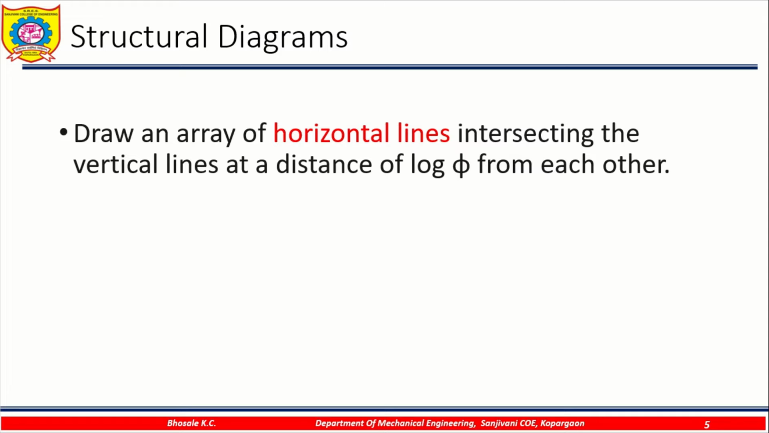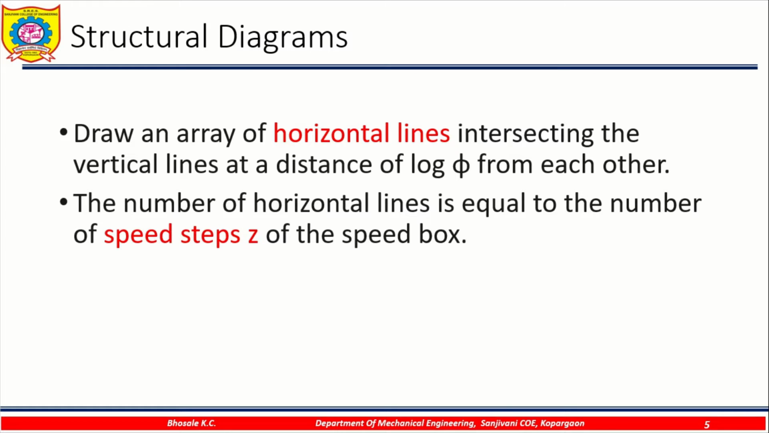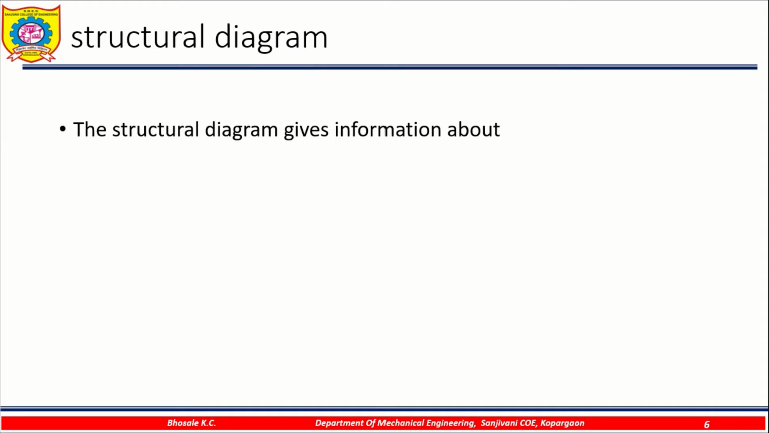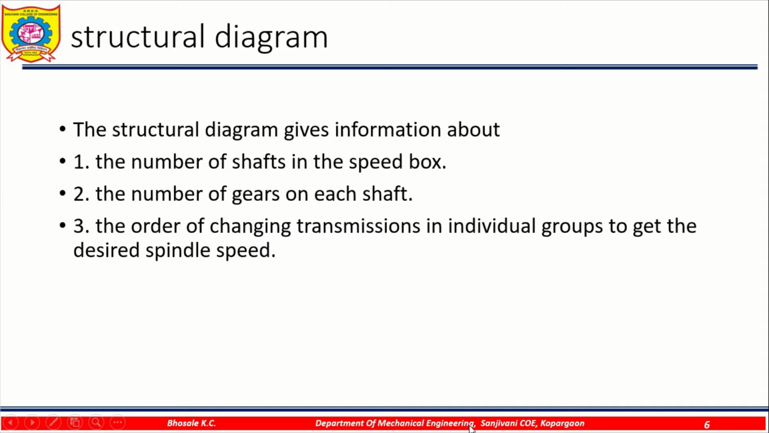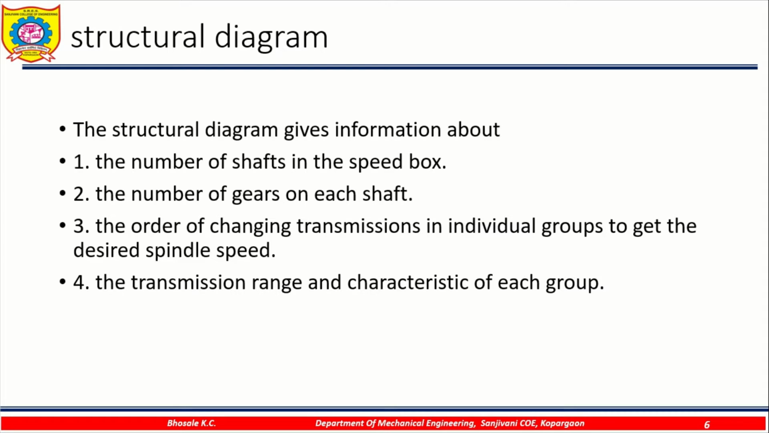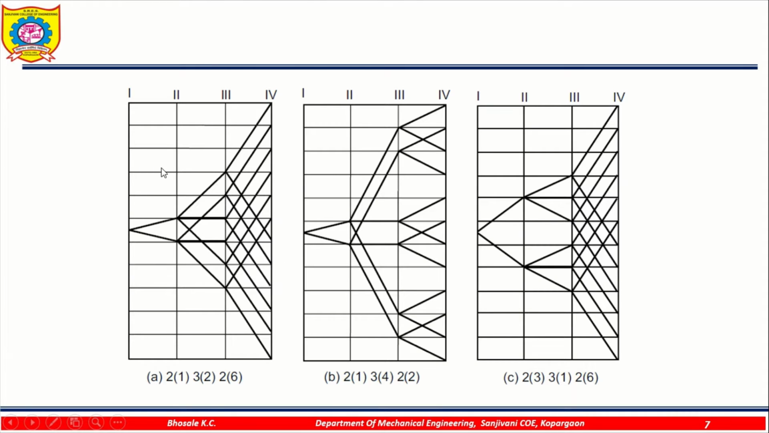Then draw an array of horizontal lines intersecting the vertical lines at a distance of log phi from each other. The number of horizontal lines is equal to the number of speed steps of the speed box. The structural diagram gives information about the number of shafts in the speed box, the number of gears on each shaft, the order of changing transmission in individual groups to get the desired spindle speed, the transmission range and the characteristic of each group. This is how we can draw the structural diagrams.